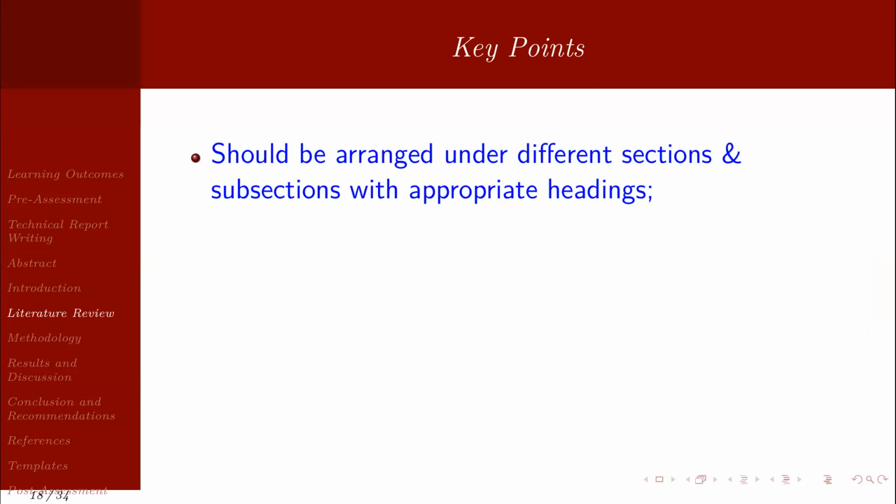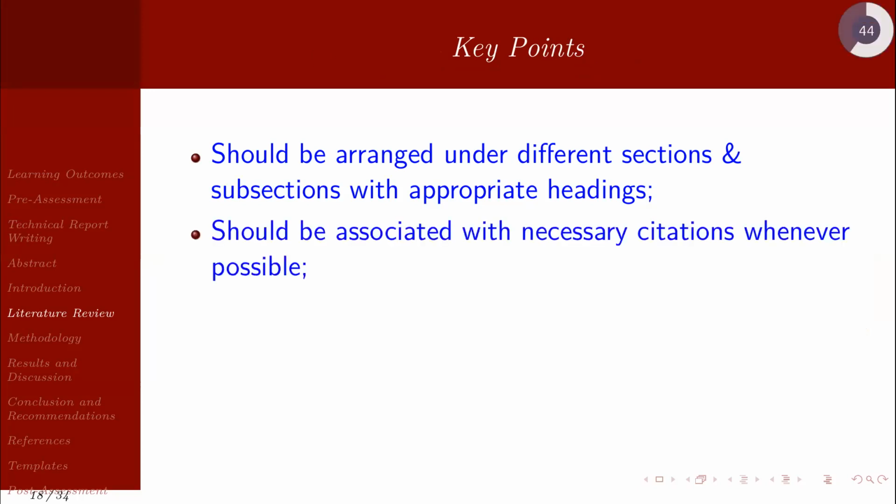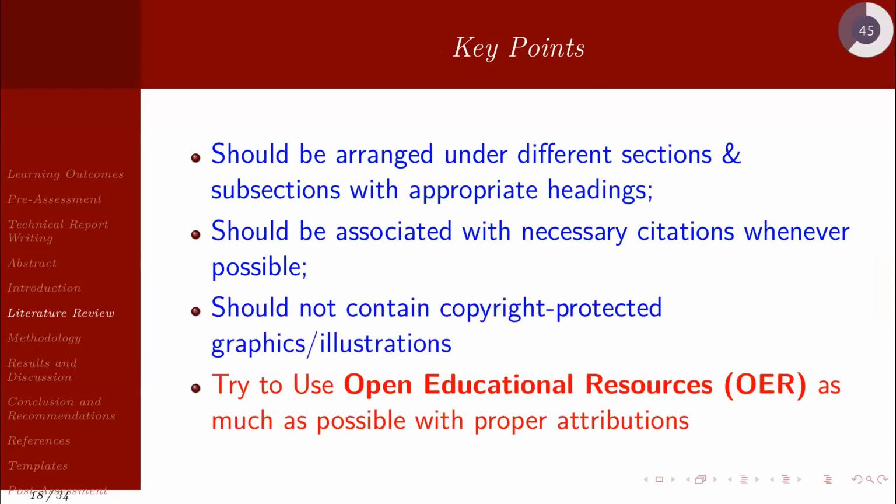The literature review should be arranged under different sections and subsections with appropriate headings, and should be associated with necessary citations whenever possible. Again, you should have ample citations, and should not contain copyright protected graphics, illustrations, or figures. Try to use OER, open educational resources, as much as possible with proper attributions.